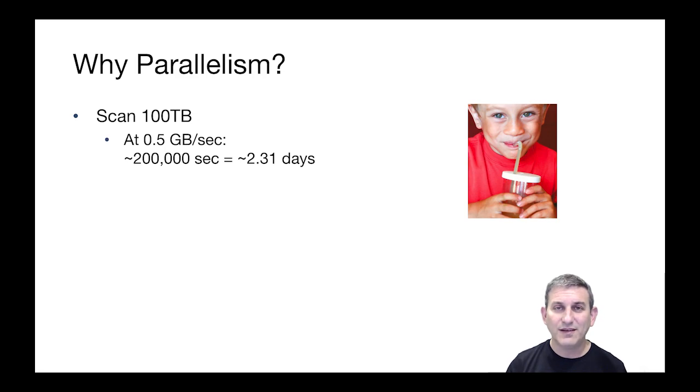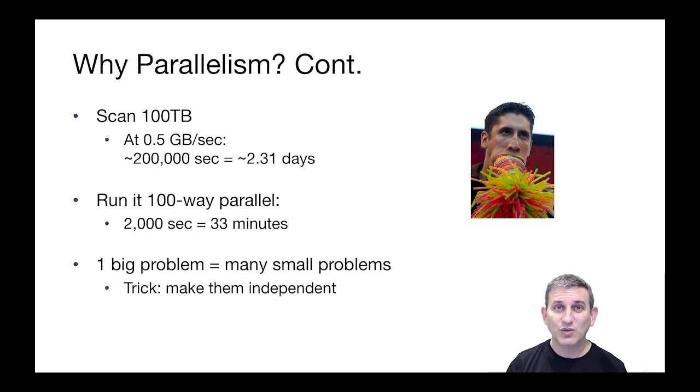So what can we do about that? Well, it's really very simple. More straws. Running at a 100-way parallel turns it into a 2,000 second problem, which is only 33 minutes. So the basic idea is just to take a big problem and break it up into many small problems. And the only trick here is to figure out a way to make those small problems independent of each other so that they can run at their own speed and everybody can just focus on doing what they do as fast as they can. And then the collective system will finish very quickly.